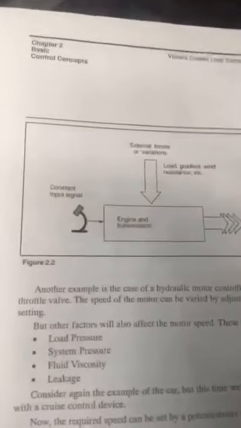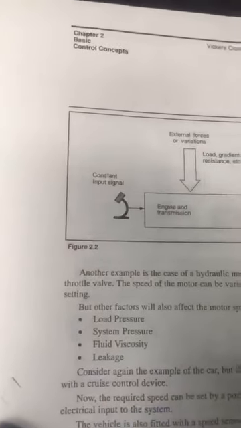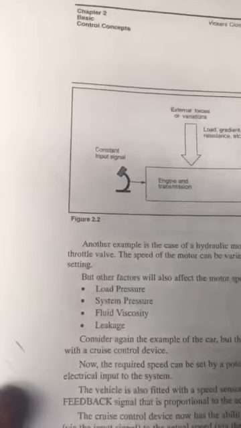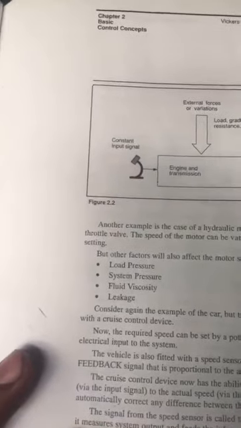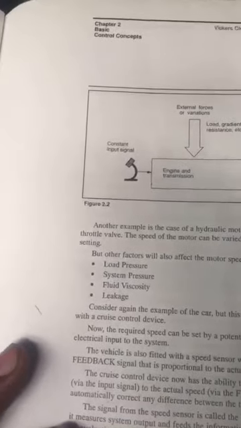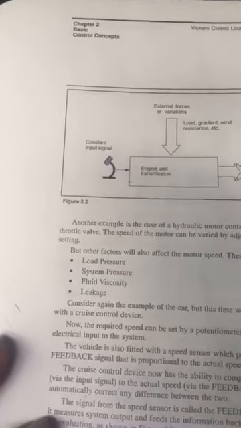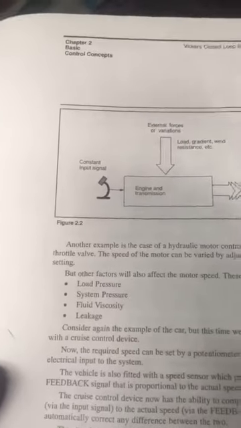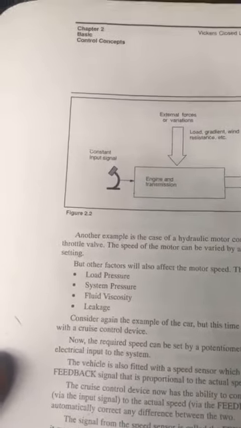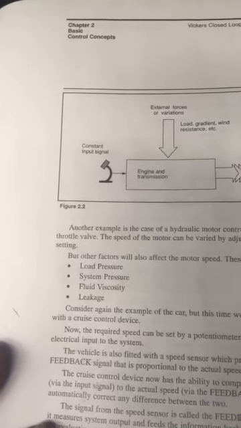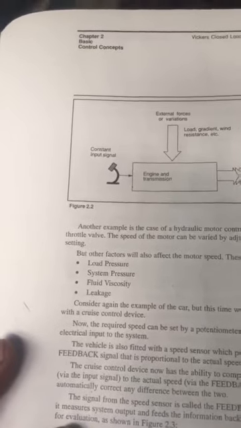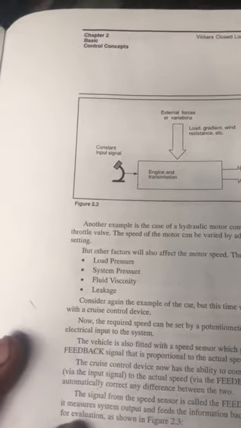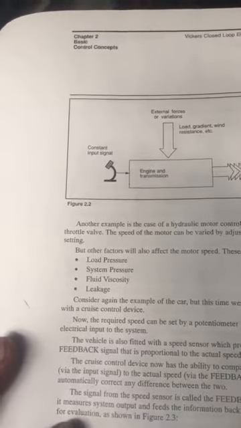Consider again the example of the car, but this time we'll outfit the car with a cruise control device. Now the required speed can be set by a potentiometer providing an electrical input to the system. The vehicle is also fitted with a speed sensor which provides a feedback signal that is proportional to the actual speed of the car. The cruise control device now has the ability to compare the desired speed via the input signal to the actual speed via the feedback signal, and can automatically correct any difference between the two. The signal from the speed sensor is called the feedback signal because it measures system output and feeds the information back to the system input for evaluation, as shown in the figure.